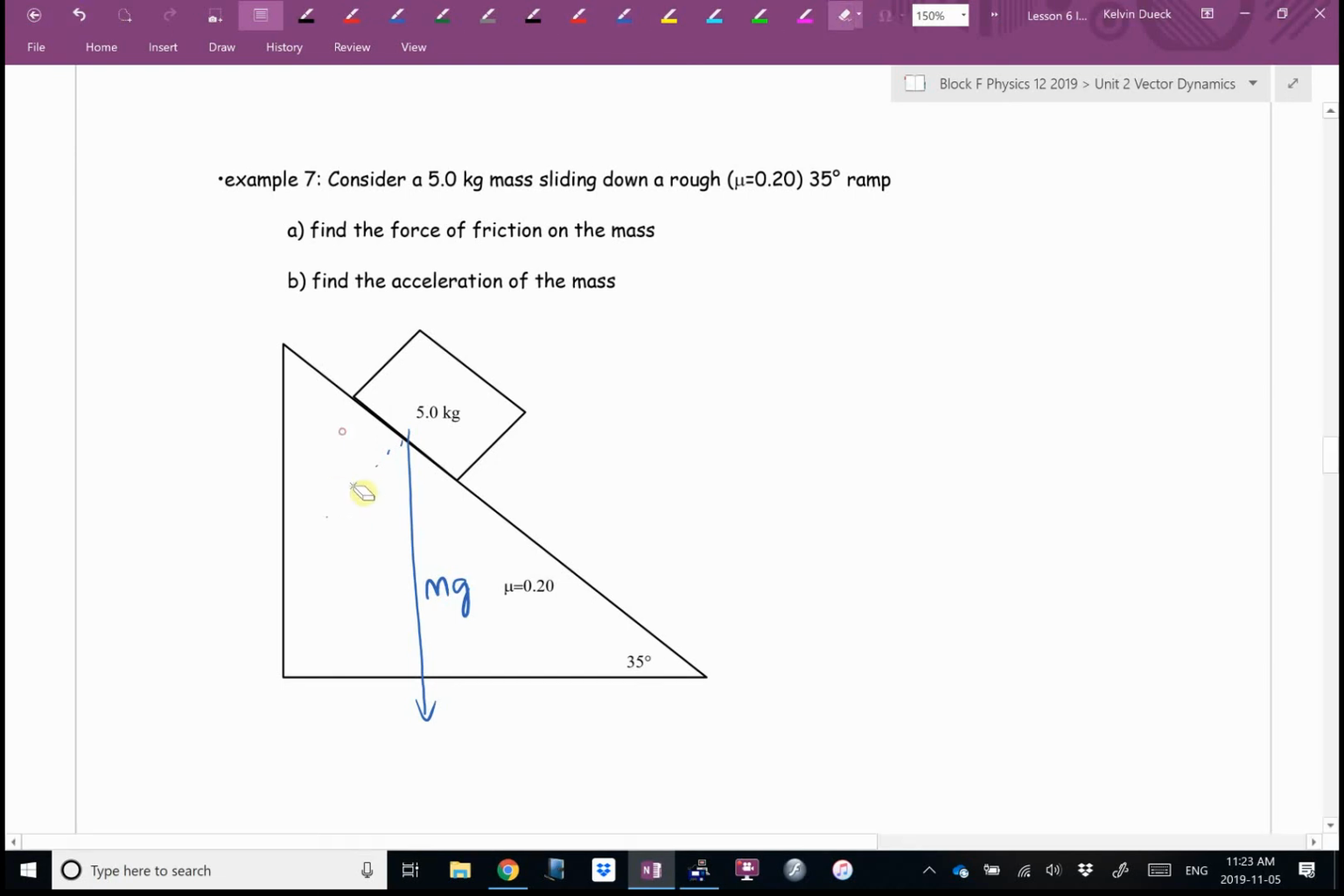Change colors. Stop right there. This is going to be mg perpendicular. This is going to be mg parallel. The right angle goes there.